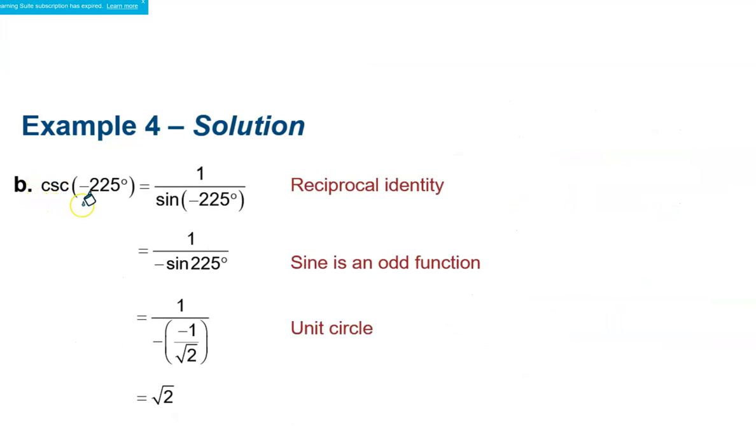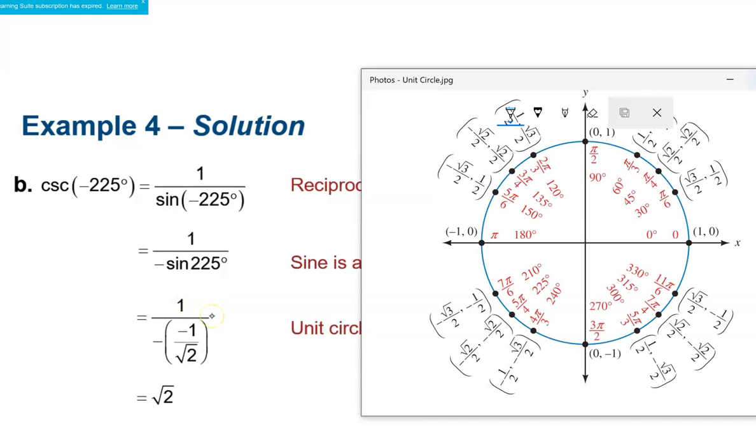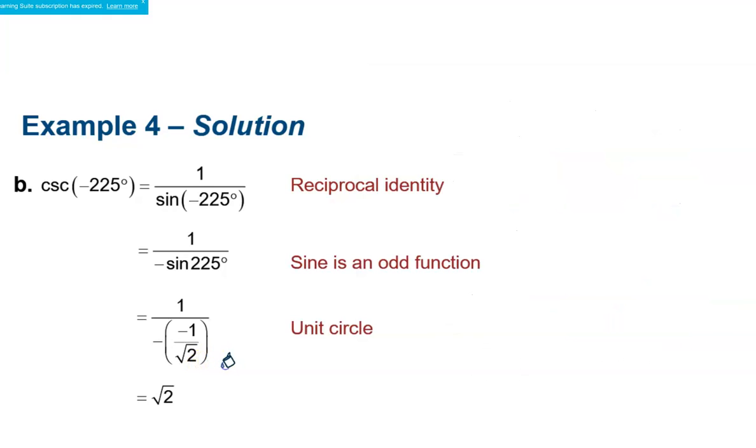Now the next one is cosecant of negative 225 degrees. Cosecant is 1 over sine, so we use the reciprocal identity to rewrite cosecant of negative 225 degrees as 1 over sine of negative 225 degrees, which is equal to 1 over negative sine of 225 degrees, because we know that sine is an odd function. From the unit circle, sine of 225 degrees is equal to negative square root of 2 over 2, or negative 1 over square root of 2. Negative negative will give us positive. 1 divided by 1 over square root of 2 is square root of 2.